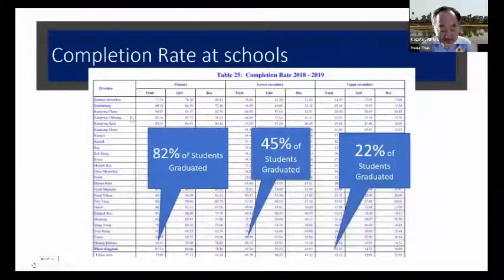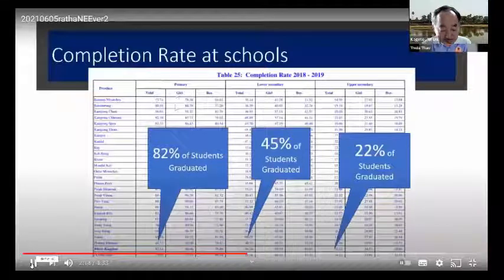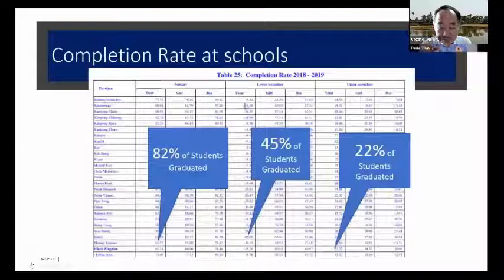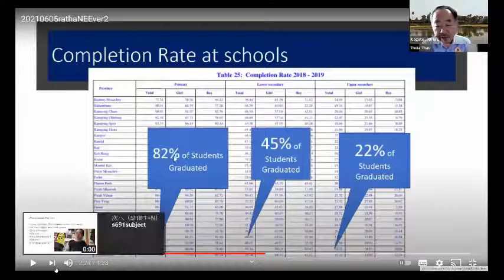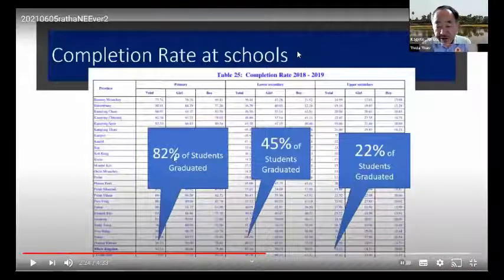According to this data, the rate at which students complete school is different depending on the level. Only 82% of students graduate from primary school. Now, Peter is talking about the situation of primary education, and also the completion rate in Cambodia, 2018 to 2019.